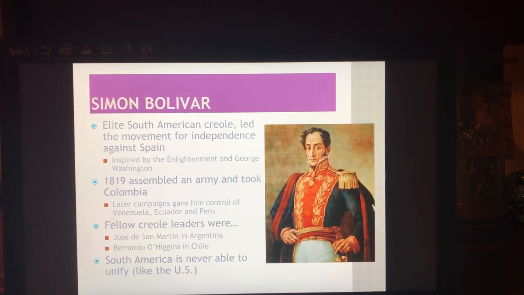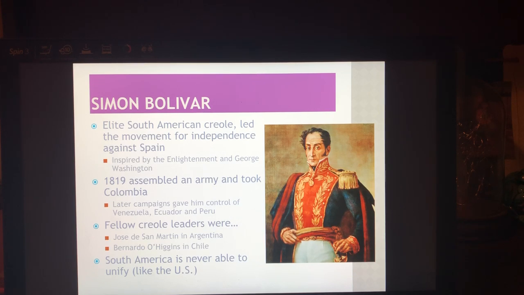I think that may be the next slide. There we go. Simon Bolivar, he is going to try to achieve independence for his own country. And he's a Creole. Again, this is where they're upset that they're not getting the best positions. And he's inspired by the Enlightenment. He wants to be like George Washington. He wants to unite all the Latin American countries together and form a Latin American United States.